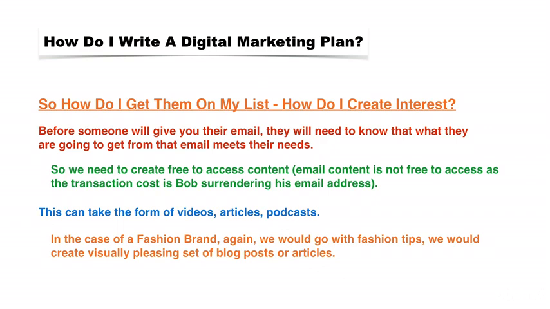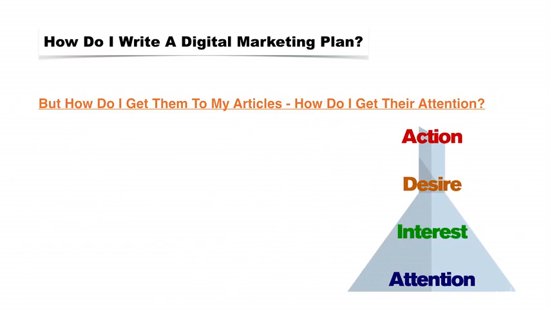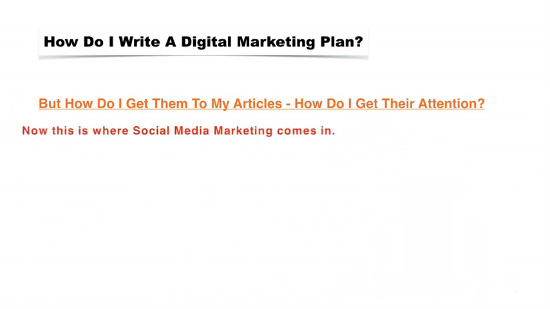So at this stage, we're working on their interest. So we're going to do some videos, we're going to do some blogs, some articles, and we're going to every time ask them to sign up to our email list. But how do I get them to my articles? How do I get their attention in the first place? I need to go from attention to interest, desire, action. But what's the attention phase?